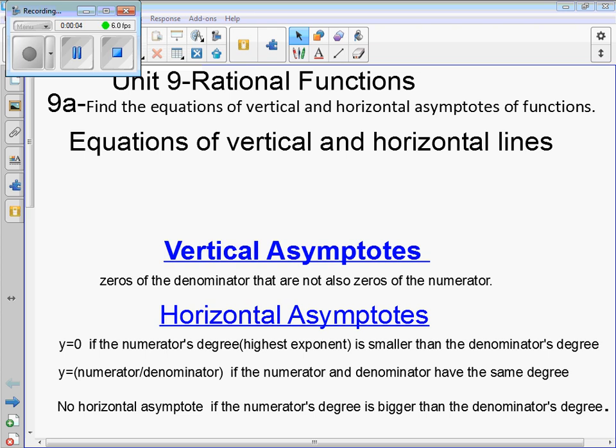9A, rational functions. Unit 9 is rational functions. 9A is find the equations of the vertical and horizontal asymptotes of functions.